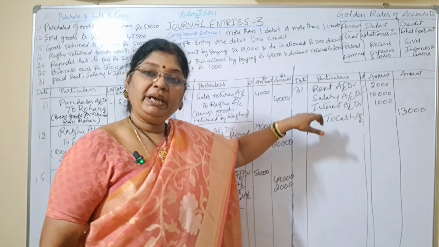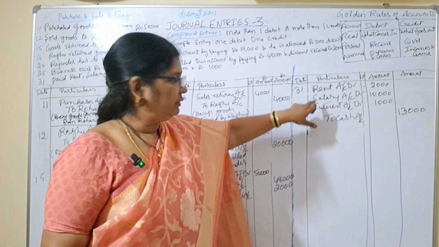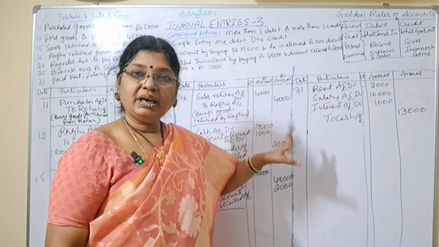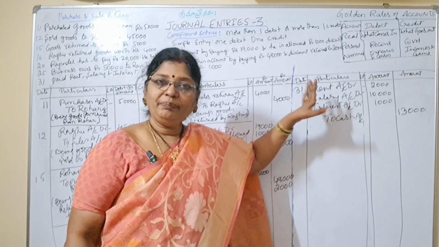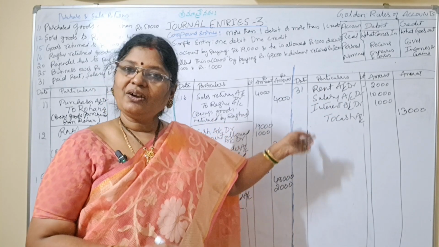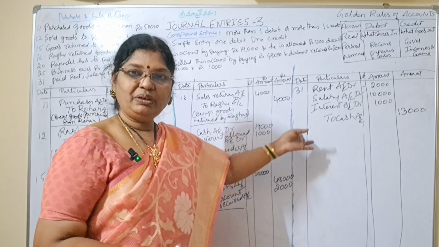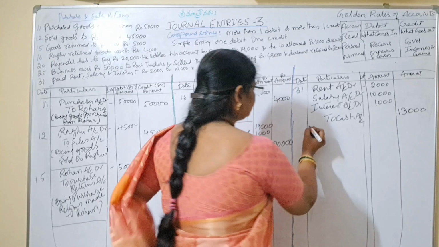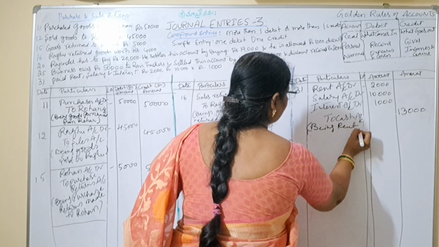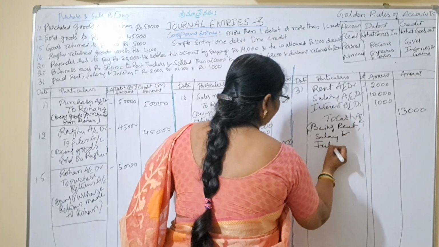Suppose on this date we have paid discount also. On this date we have paid commission also. How will you write? Rent account debtor, salary account debtor, interest account debtor, commission account debtor, discount account debtor, to cash account. So like this we can write multiple payments that happened on the same date as a compound entry. Is it clear? So what narration will we write? Being rent, salary, and interest paid.